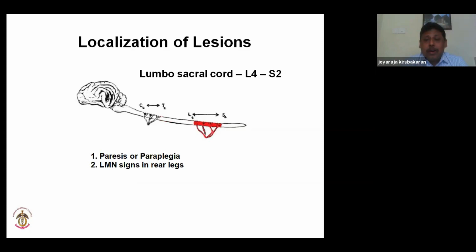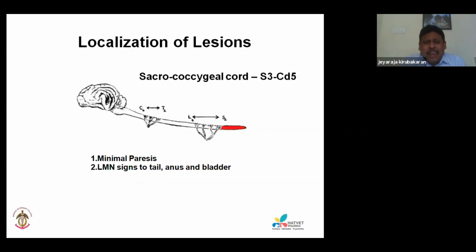Then comes your lumbosacral cord, L4 to S2, which carries your LMN elements for the hind limbs. And from there it continues as spinal nerve and as a peripheral nerve. So the paraparesis or paraplegia, and LMN signs in the rear legs, of course, a flaccid type of paralysis. In case of sacrococcygeal, you have a minimal paresis. You see just weakness, not paralysis. And you'll have LMN signs in the tail, anus, and the bladder, of course. You all know about it.